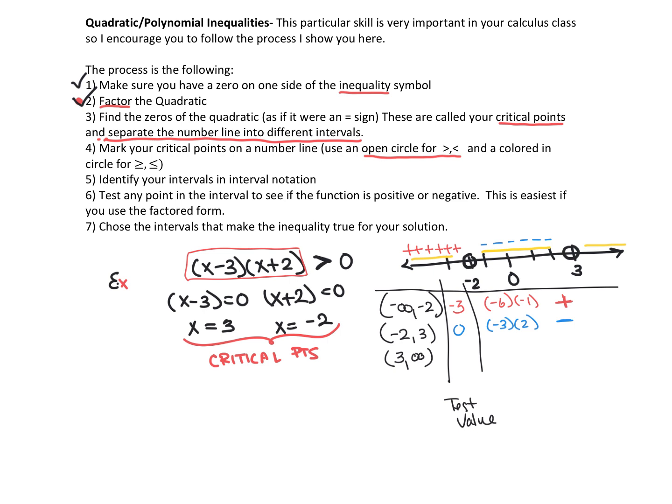For this last one, I'm going to choose 4. When I plug 4 into this inequality, I get 4 - 3, which is 1, times 4 + 2, which is 6, and I get a positive result again. Then I ask myself, I wanted it to be greater than 0. Another way of saying greater than 0 is positive. So my solution is these 2 intervals where I got a positive result: negative infinity to -2, union 3 to infinity.